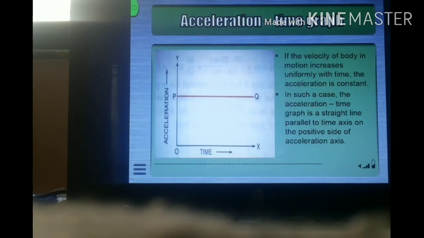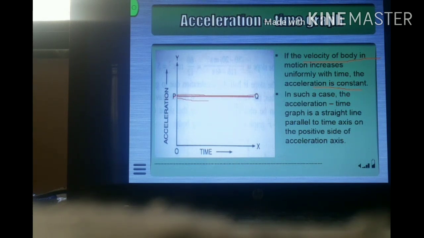Now we can see that the object is moving with constant acceleration. If the velocity of the body in motion increases uniformly with time, acceleration is constant. It is an accelerated motion, because over here velocity is changing, or velocity is increasing. Therefore this type of motion is called accelerated motion. In such a case, the acceleration time graph is a straight line, and you will see that it is parallel to the x-axis.